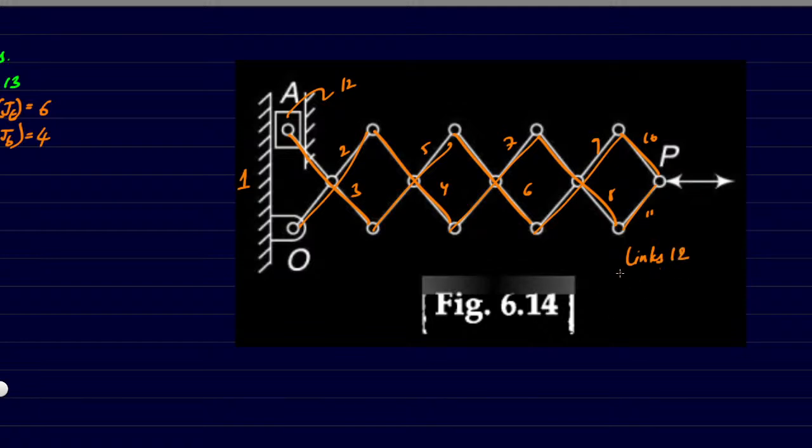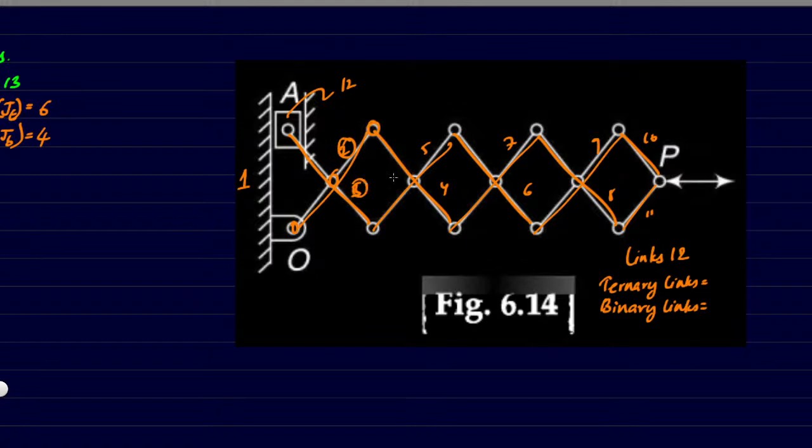Are there any ternary links here? No, sir. Look carefully. Ternary links, binary links. What does ternary link mean? It has three joints on it. So look at link number 2. 1, 2 and three joints are there on that. So link number two is a ternary link. Link number three is ternary, four, five are ternary, six, seven are ternary. Eight and nine are ternary.